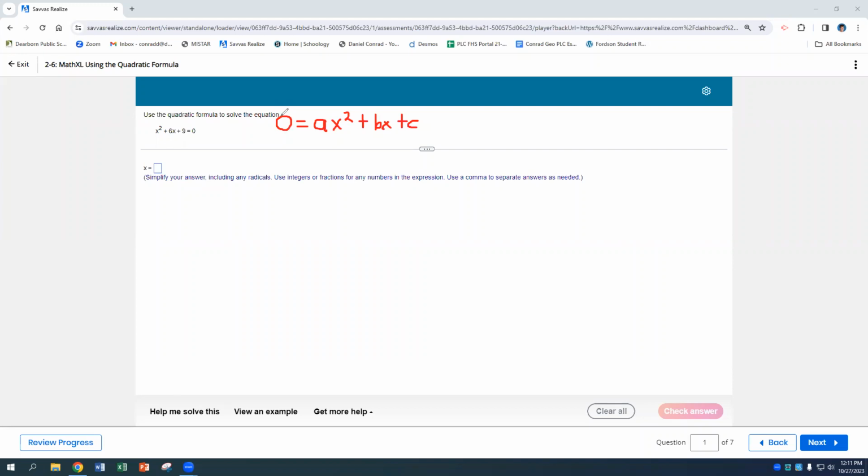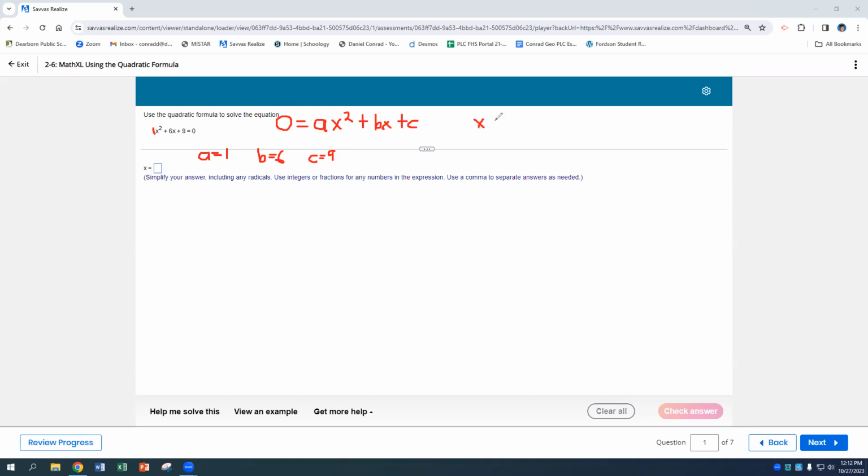So a is the coefficient in front of x squared, b is the coefficient in front of x, and then c is our constant. So in this one, a is going to be equal to 1, right? Because there's really a 1 written in front. b is going to be equal to 6, and c is equal to 9. Now we could solve this by factoring, but they're wanting us to use the quadratic formula.